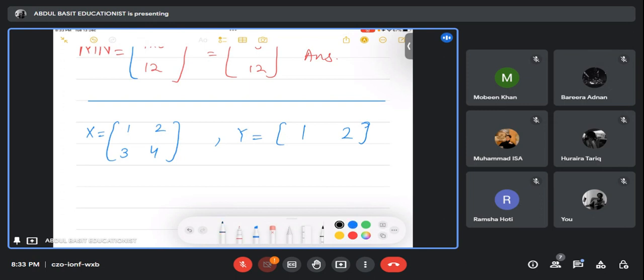I cannot multiply them because there are two columns in this first matrix, but there is only one row in this matrix. Is this clear?